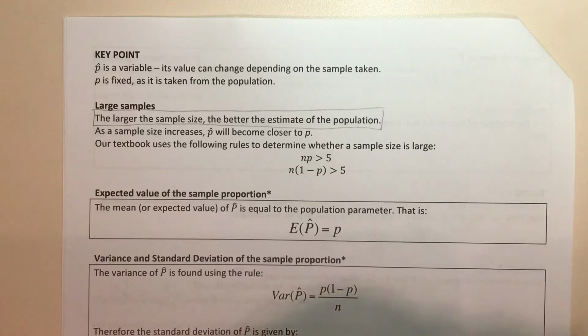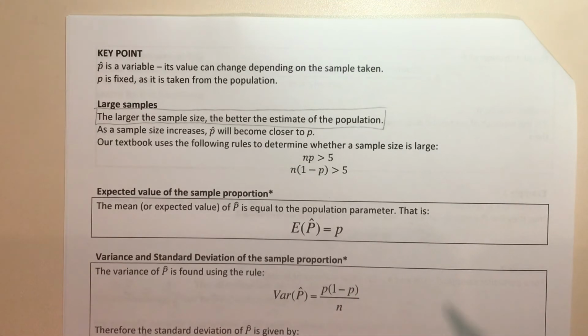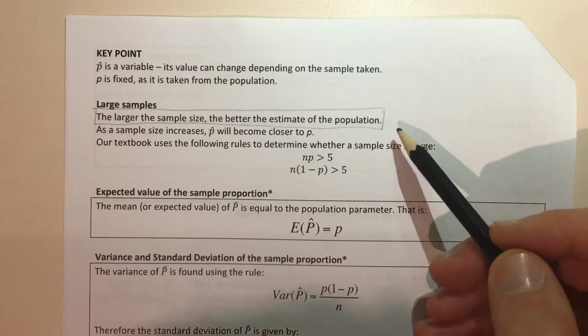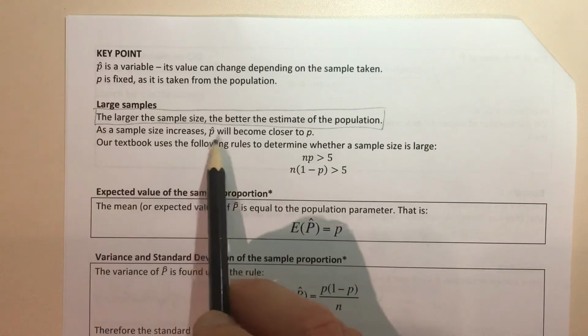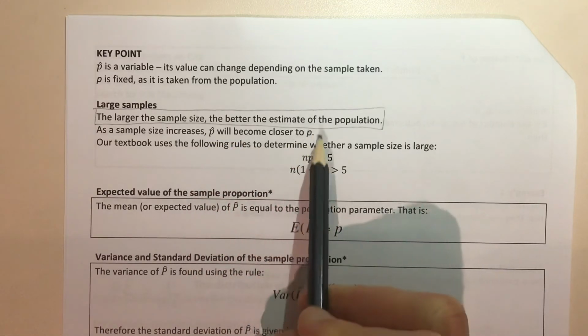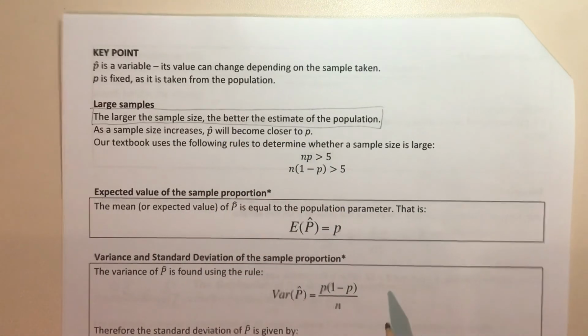But if you have a population of 1,000 and you ask like 500 or 600 of them, well, you've asked a significant proportion of the people. So there's a better chance that that will give you a more realistic estimate of the population. So the larger the sample size, the better the estimate of the population proportion. And as the sample size increases, the sample proportion should become closer to the population proportion. Again, you can just think of that logically.